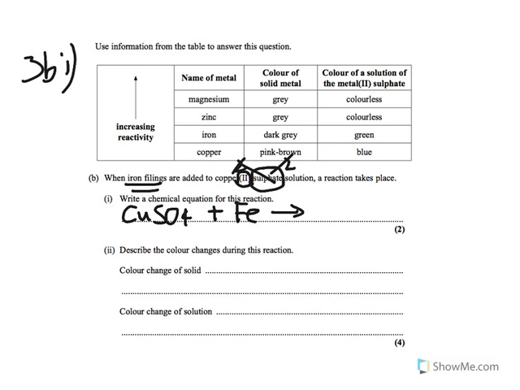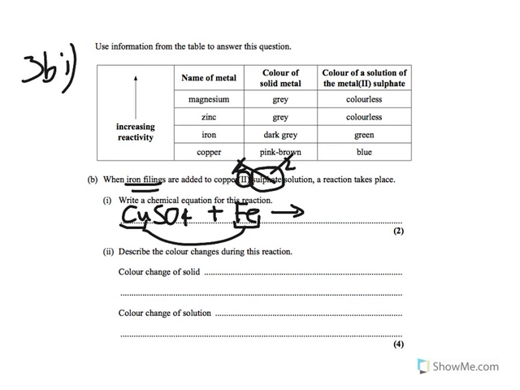And that'll give you, since iron is more reactive compared to copper, iron is going to take over this position of copper, and so it means that it'll form FeSO4, because the valency of iron is 2, plus Cu. And that is your equation. So CuSO4 plus Fe gives FeSO4 plus Cu.